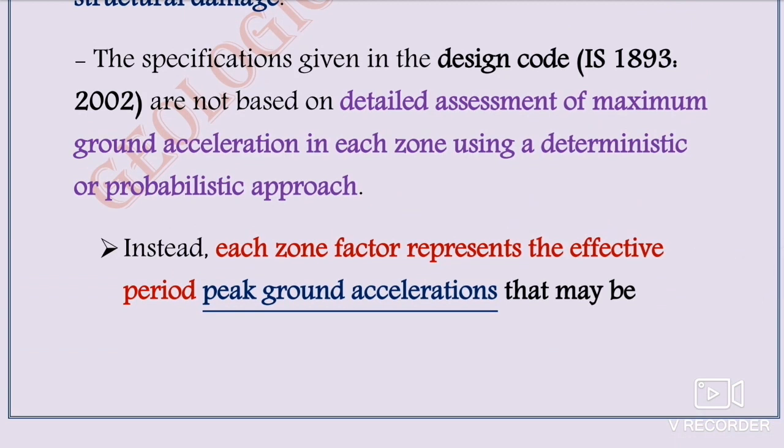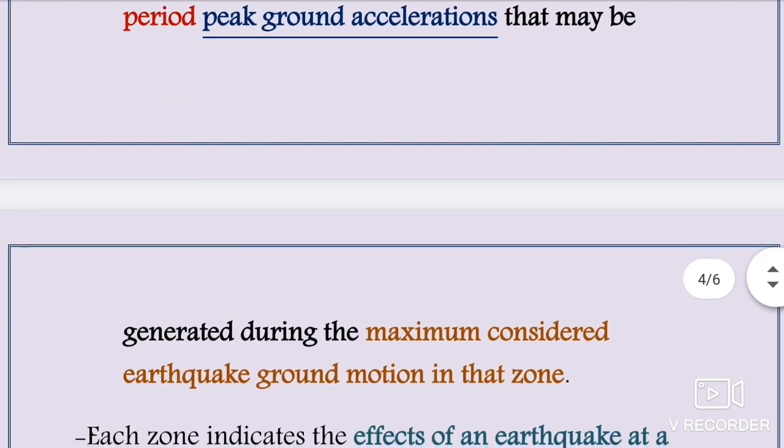So the specification in the Indian Standard Code 1893 is not based on a detailed assessment of the maximum ground acceleration in each and every zone. But it is based on each zone factor that represents the effective peak ground acceleration, meaning the peak ground acceleration that can be generated during the maximum considered earthquake ground motion in that particular zone we are talking about.